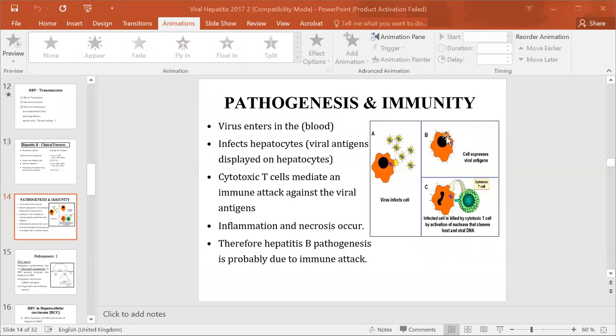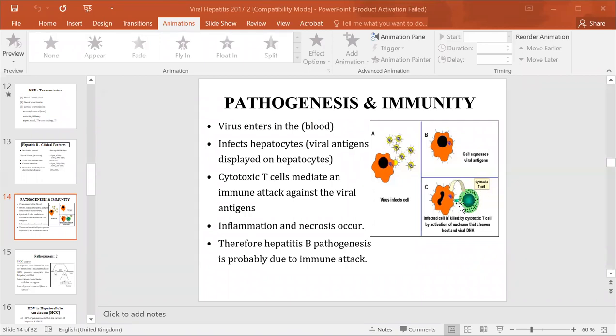So in your body, a cell which is infected like this one is not required. Your body has certain cells that specifically target and kill infected cells. And these cells are called cytotoxic T lymphocytes, or CD8.